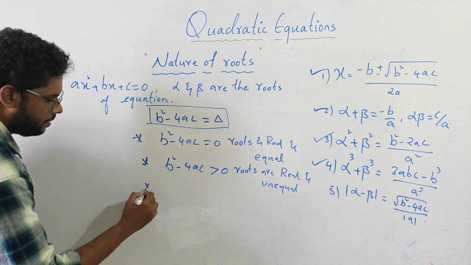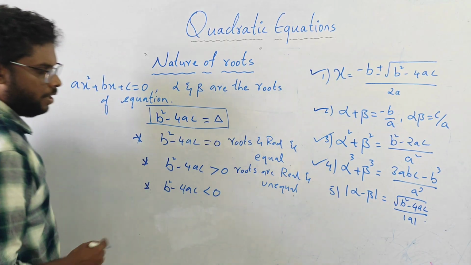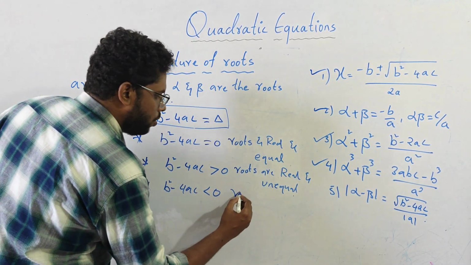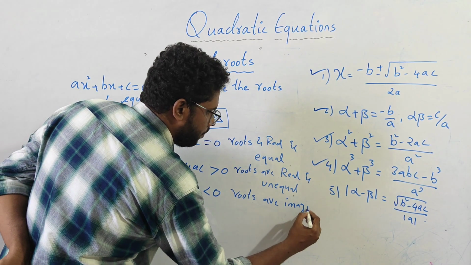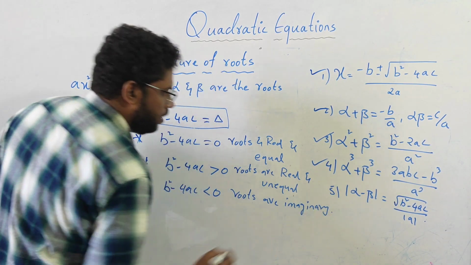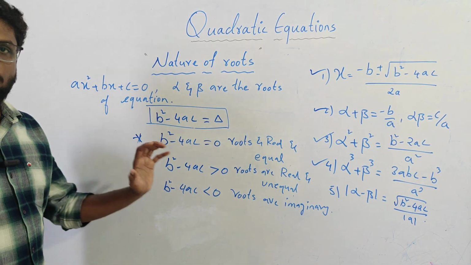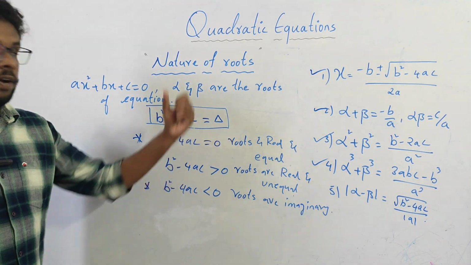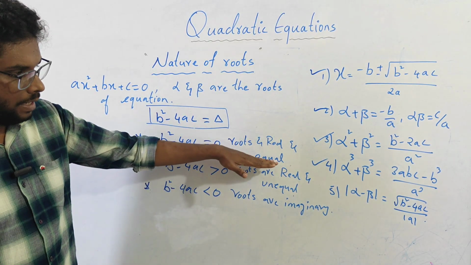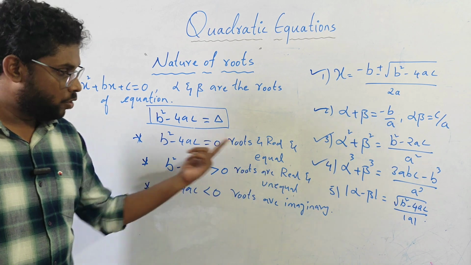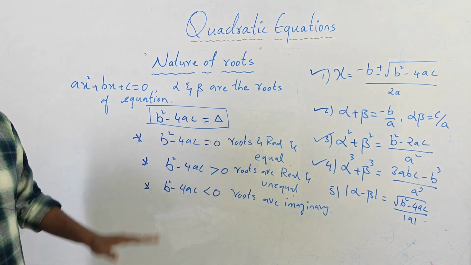The third case: discriminant b square minus 4ac is less than 0. If we got this value less than 0, then roots are imaginary. So there are only these three cases. Based on these three cases only we will solve the problem. They will say roots are real, find the value of something, they'll ask like that. So we should know when the roots will be real and equal, when the roots will be real but not equal, and when the roots are imaginary, depending upon the b square minus 4ac value. I think now you understood.